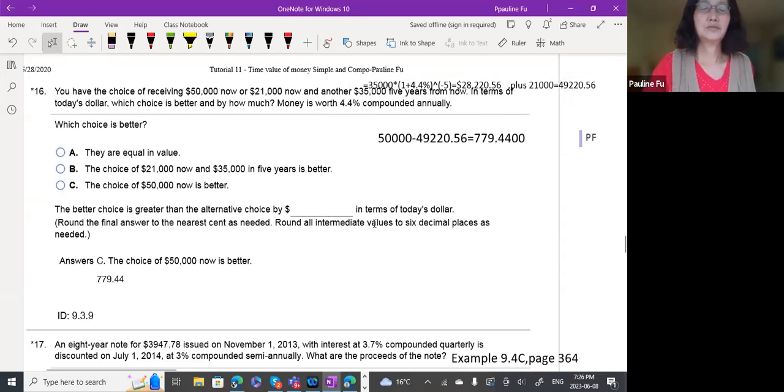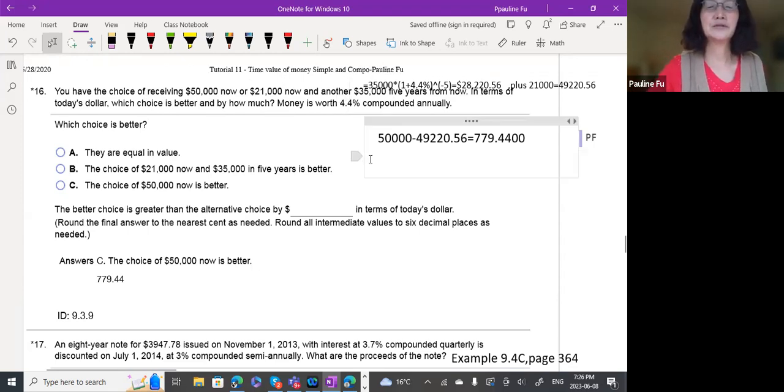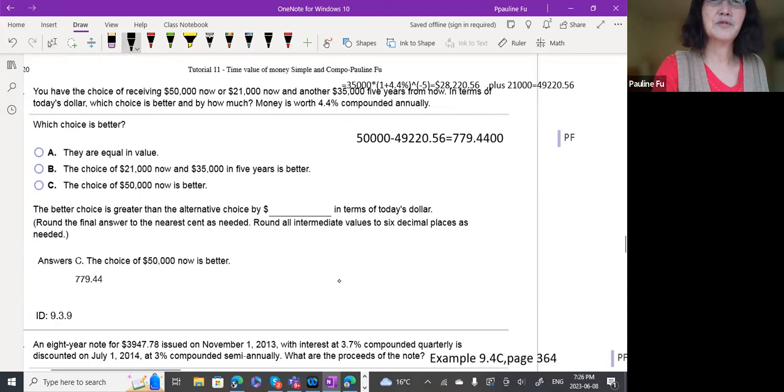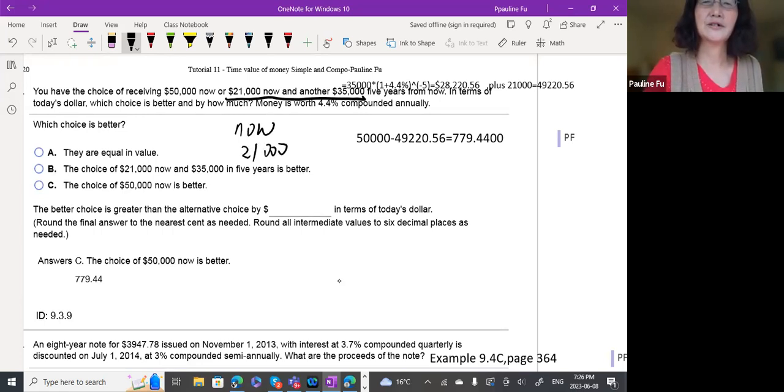Okay, so how do we approach this? You have two choices. One choice is receive 50,000 now. The other choice, accept 2 payments. So what we are going to do, calculate the equivalent value of those 2 payments as of today. So calculate what are the equivalent value for those 2 payments, 21,000 and 35,000. So one payment is 21,000 now. The other is 5 years, 5 years, you have got 35,000.